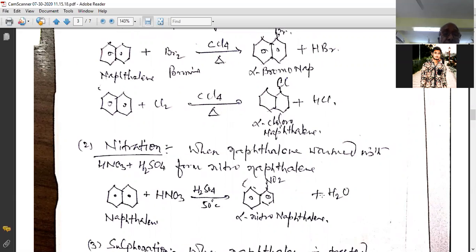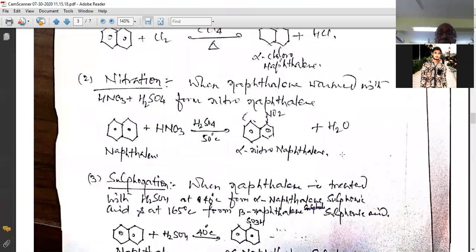And the second one is nitration. As you know, nitration is carried out by HNO3 and H2SO4. These are the nitrating agents. When naphthalene is warmed with HNO3 and H2SO4, it forms nitronaphthalene. The nitro group goes to the alpha position. So this is the formation of alpha nitronaphthalene and water.